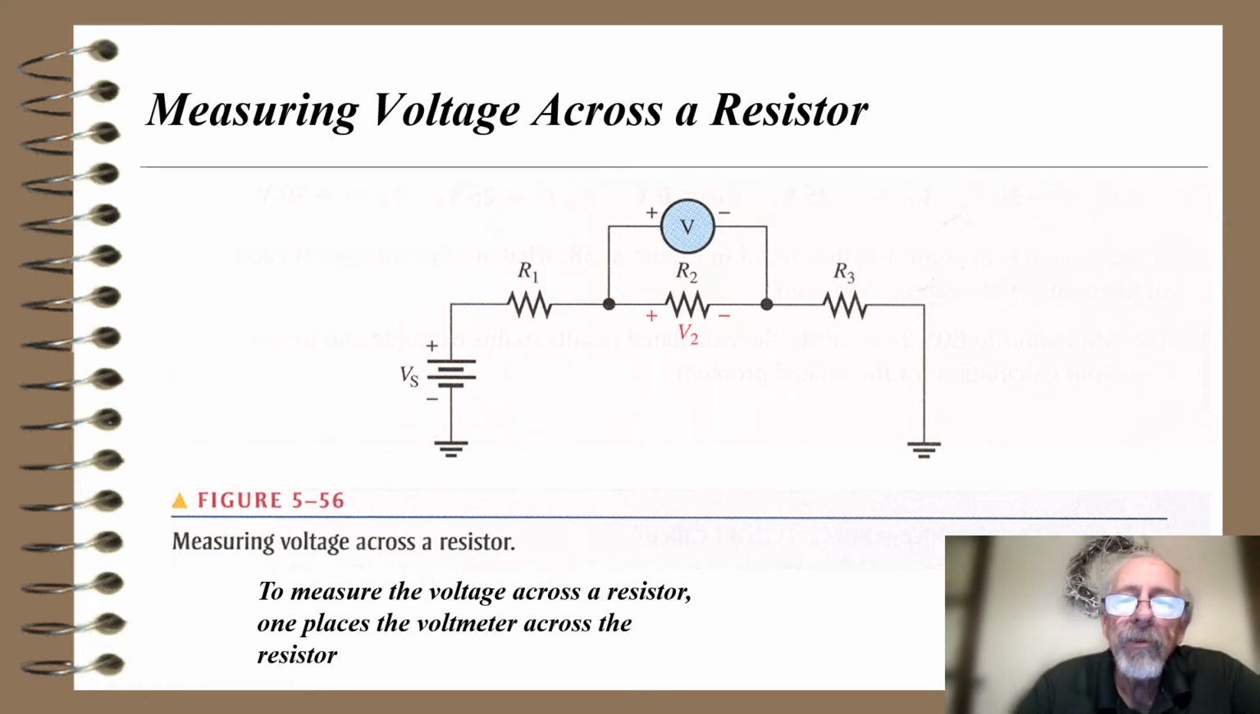How about measuring voltage across a resistor? Well, to measure the voltage across a resistor, one places the voltmeter across the resistor. This shows a voltmeter V across resistor R2. And again, to get the correct polarity for a voltmeter, you put the plus lead of the voltmeter closest to the plus lead of the power supply, or in this case, the V sub S source. The negative side of the voltmeter goes closest to ground.